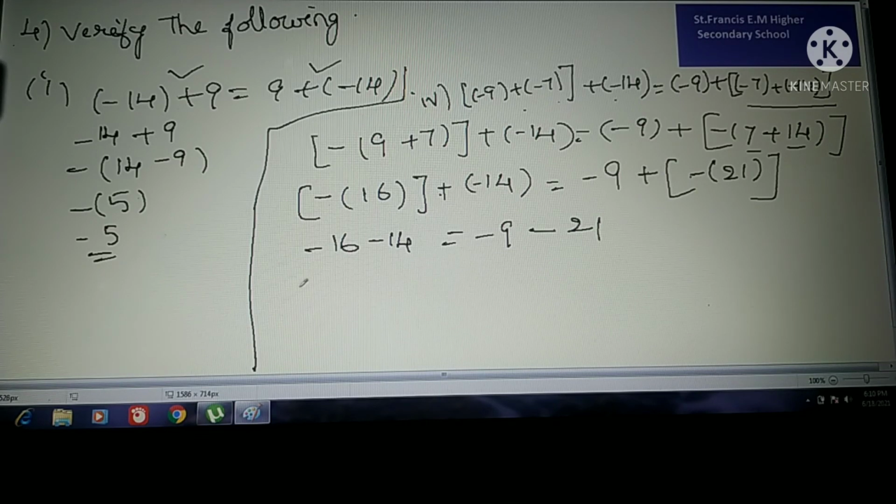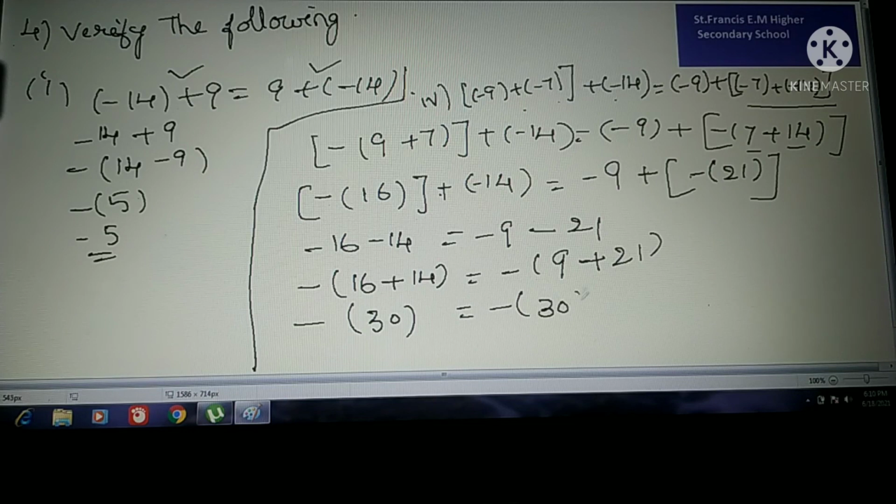Now again I want to take the minus out. So this 16 will become plus, 14 will also become plus. Now see, minus I am taking out, 9 will become plus 9, minus 9 will become plus 9, minus 21 will become plus 21. And here minus of 30 and minus of 30, both are equal only. So we have verified here. Here one side only I have written.